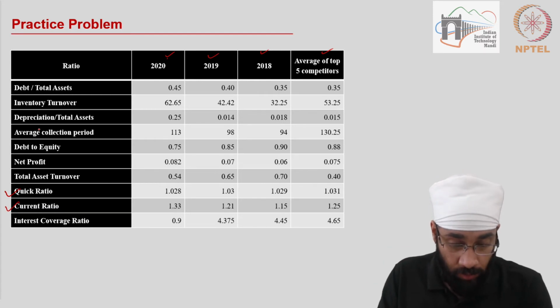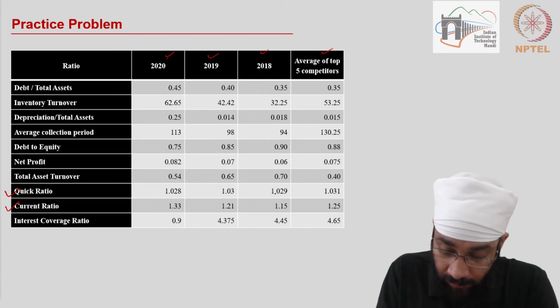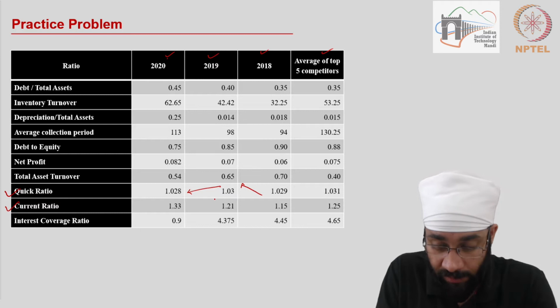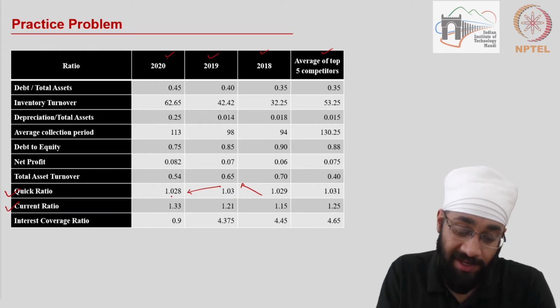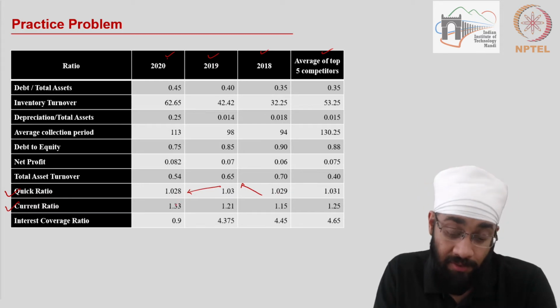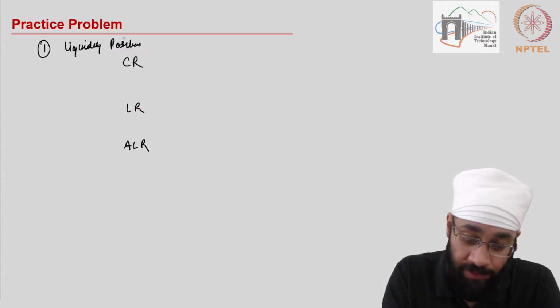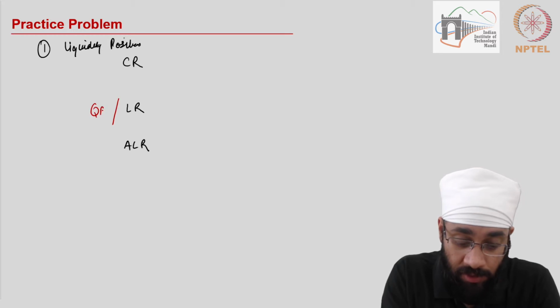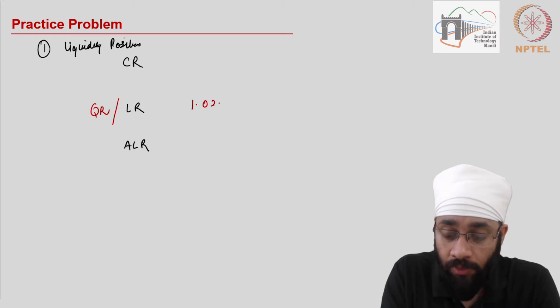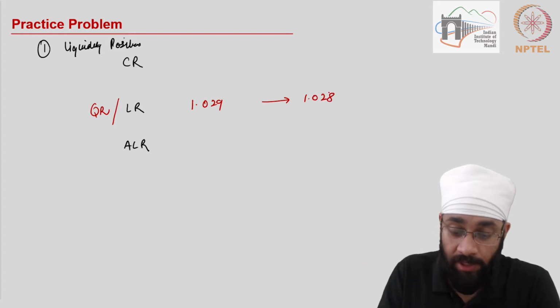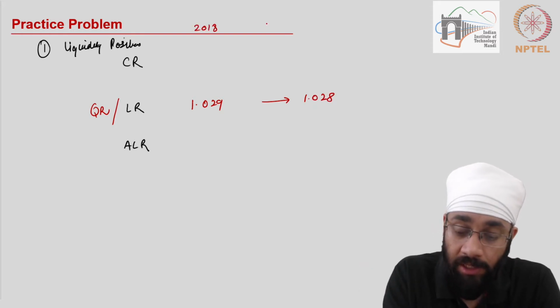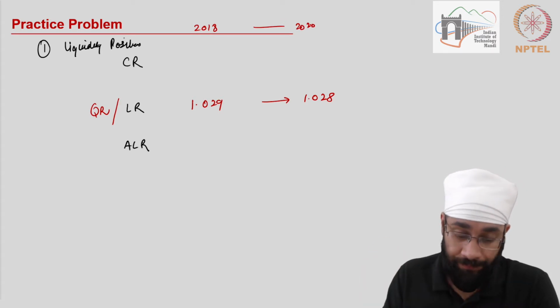So quick ratio is going up, going down. Well, it went up slightly, and then it went down. So from 1.029, it is 1.028. It is not going up. The quick ratio has gone down actually. The liquid ratio, this is the quick ratio, 1.029 to 1.028. Okay, and I'm saying 2018 to 2020.